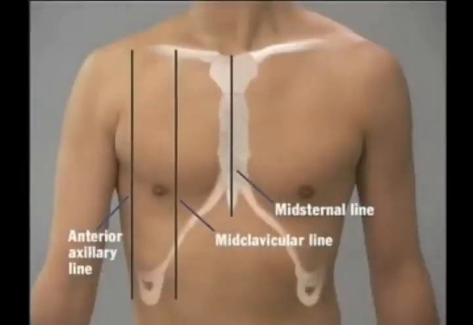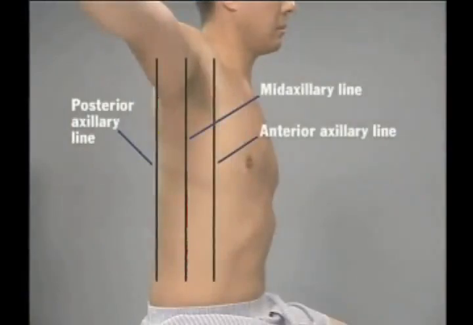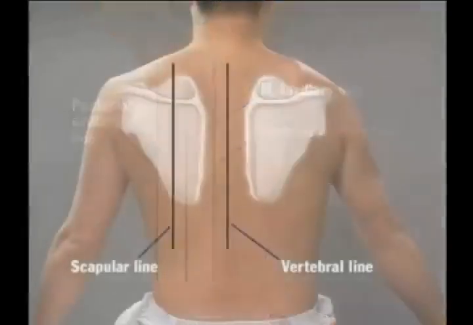To further locate and describe your findings, use these imaginary vertical lines: the midsternal, midclavicular, anterior axillary, mid-axillary, posterior axillary, scapular, and vertebral.